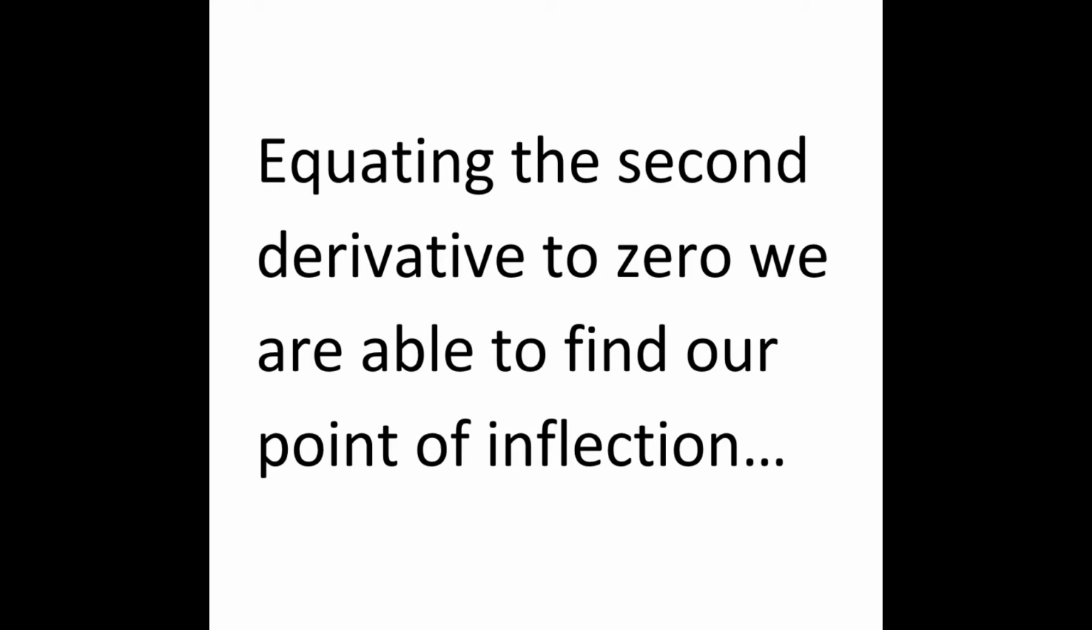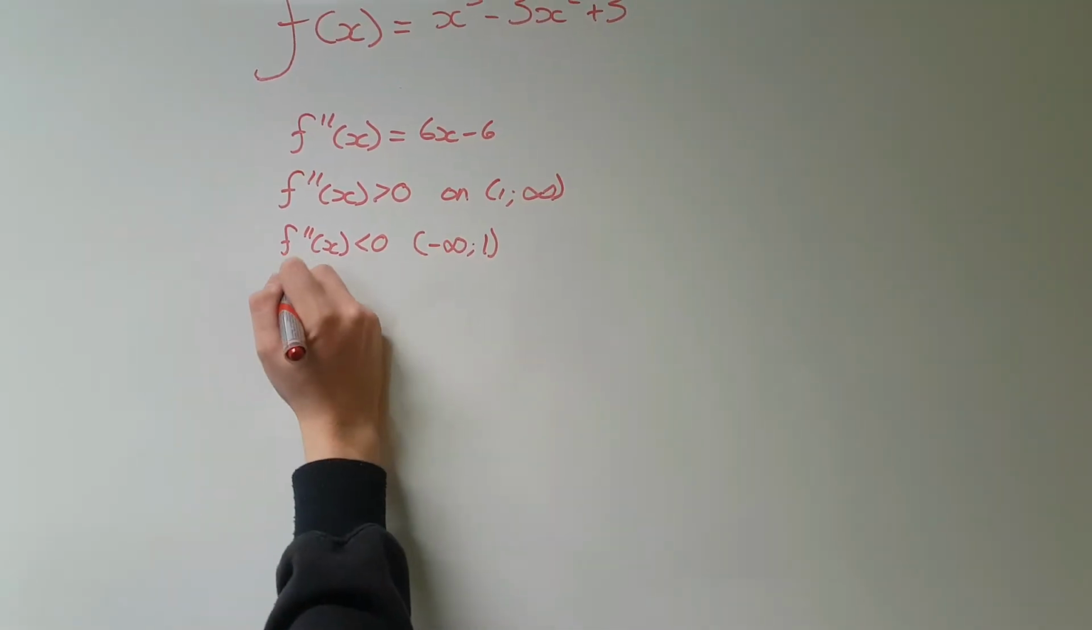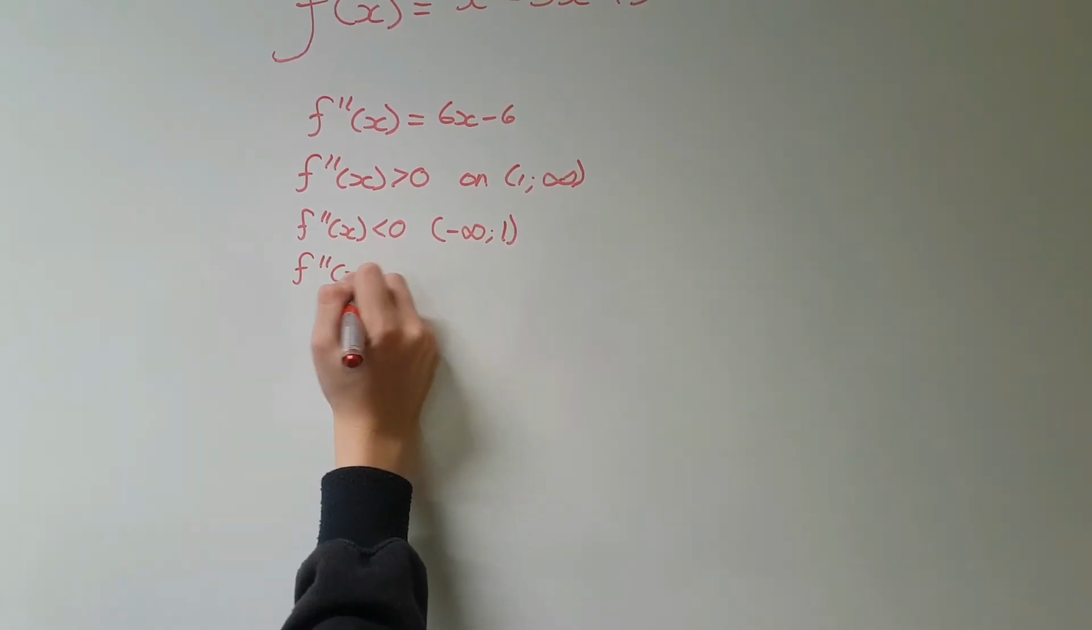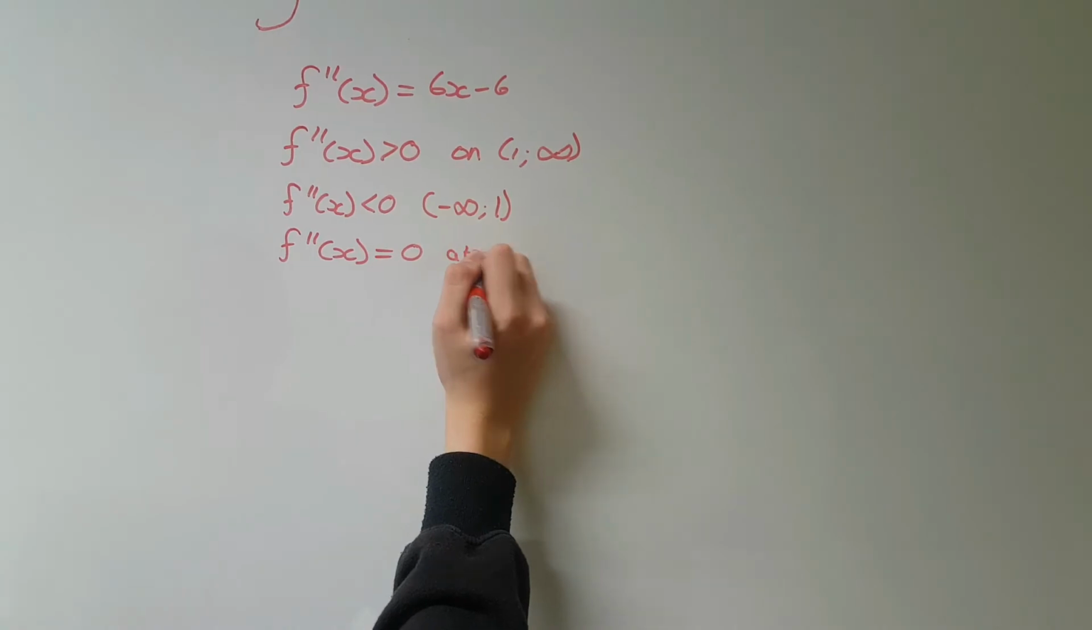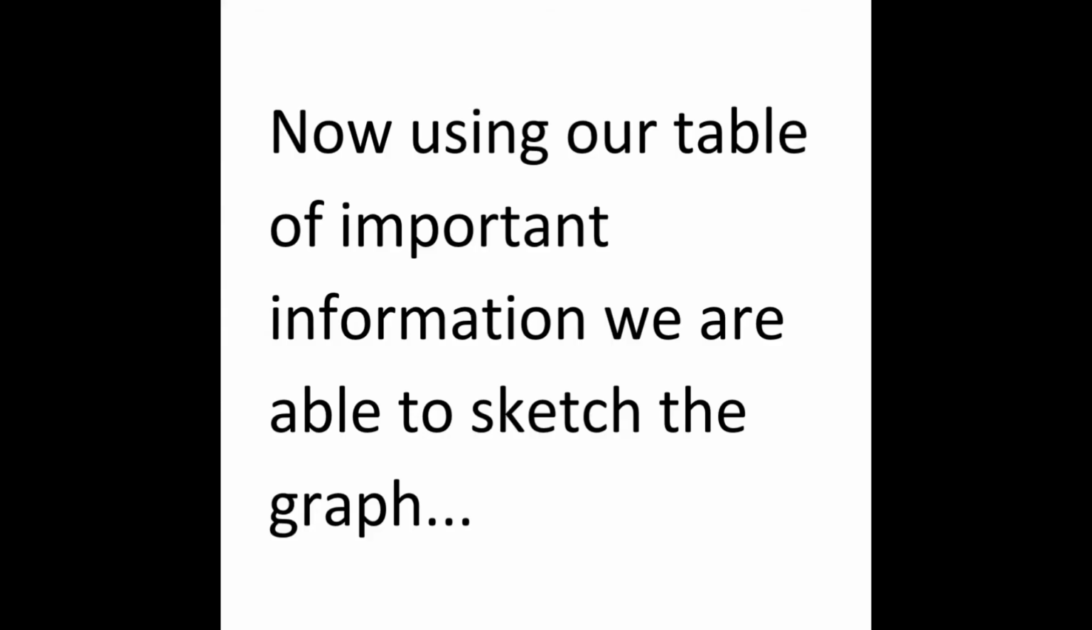Equating the second derivative to 0, we are able to find our point of inflection. f double prime of x equals 0 when x equals 1. Now, using our table of important information, we're able to sketch the graph.